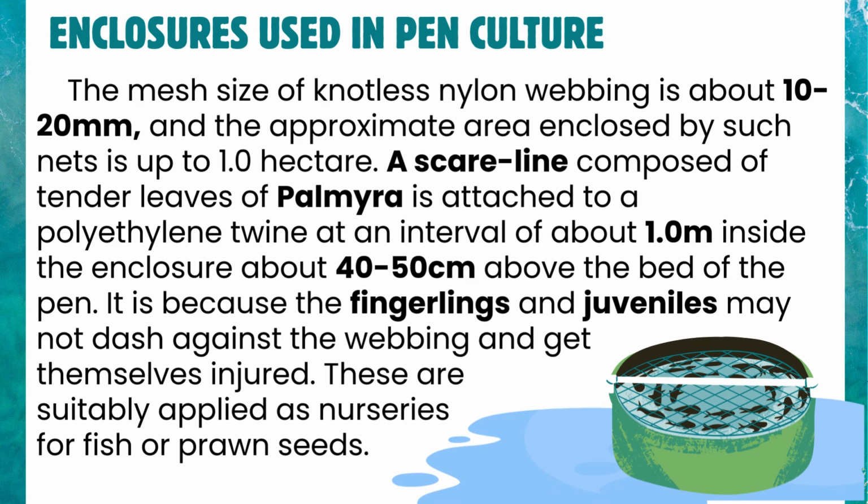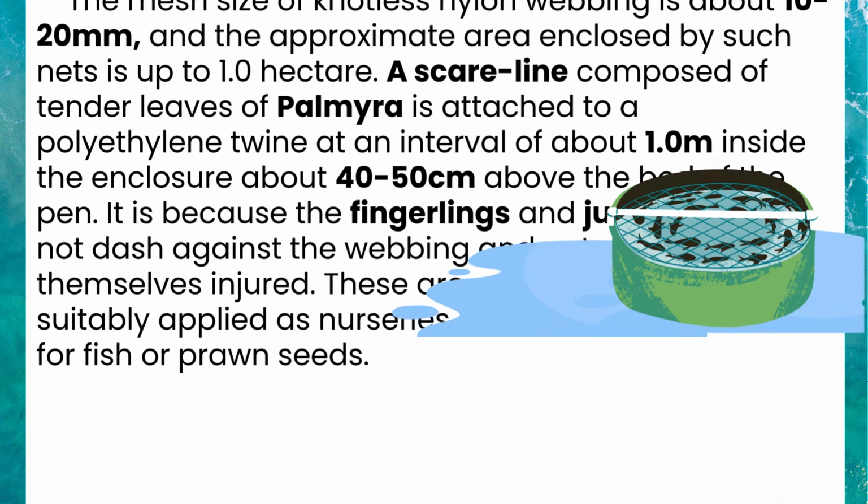A scare line composed of tender leaves of palmyra is attached to a polyethylene twine at an interval of about 1.0 meters inside the enclosure, about 40 to 50 centimeters above the bed of the pen. It is because the fingerlings and juveniles may not dash against the webbing and get themselves injured. These are suitably applied as nurseries for fish or prawn seeds.